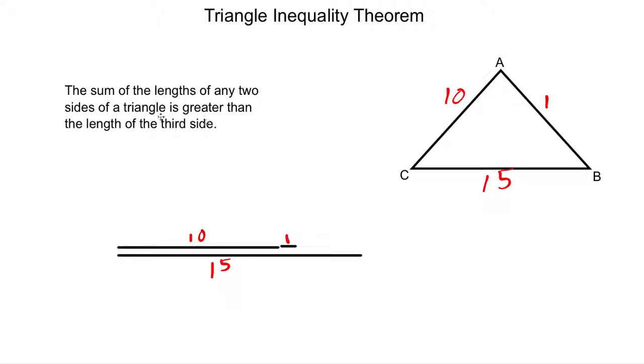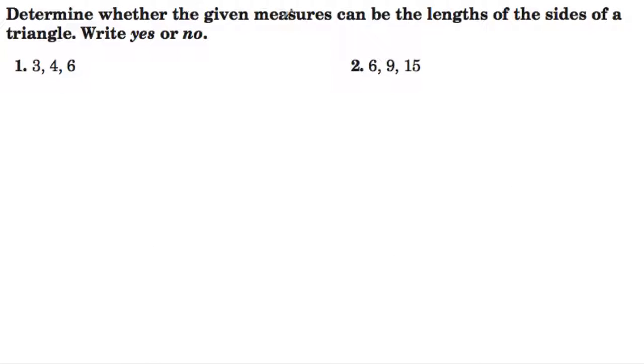So the sum of any two sides of a triangle is greater than the length of the third side. This doesn't hold because 10 plus 1 is 11. That's not greater than 15. It can't make a triangle. Now, if this were, say, 6, it absolutely would be true because 10 plus 6 would equal 16, which is greater than 15.